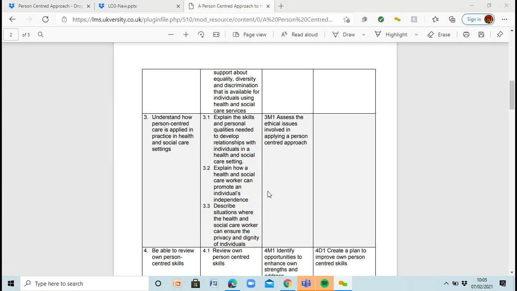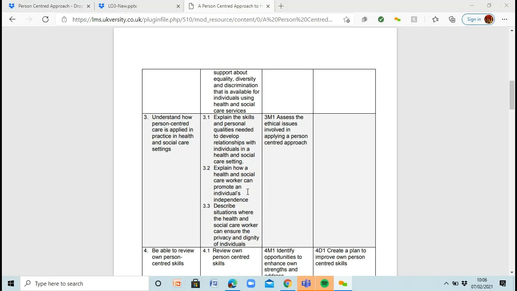So 3.1 is explain the skills and personal qualities needed to develop relationships with individuals in a health and social care setting. 3.2 is explain how a health and social care worker can promote an individual's independence. 3.3 is describe situations where the health and social care worker can ensure the privacy and dignity of individuals. Now, we touched upon some of these points yesterday, but we're going into more detail today. And then the merit criteria is 3M1, assess the ethical issues involved in applying a person-centered approach.